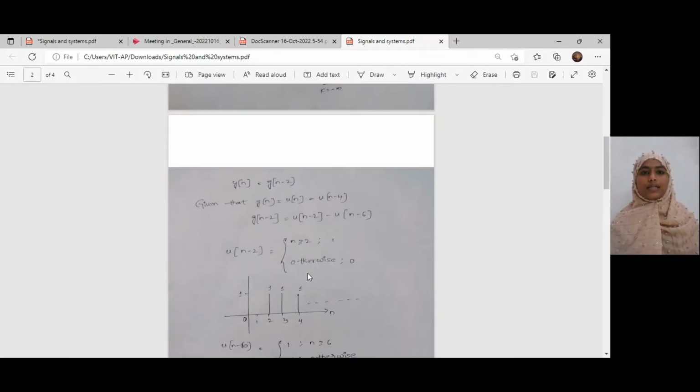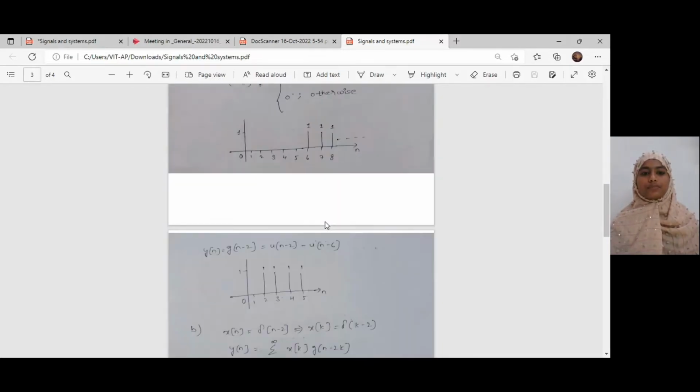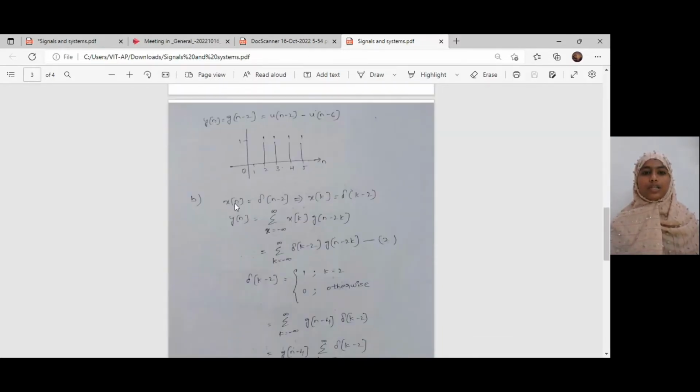For the second subpart, determine y of n when the input x of n is delta n minus 2. Here we are changing the input to x of n equal to delta n minus 2. Again, in place of n, I'm substituting k. Therefore, x of k becomes delta k minus 2. In place of x of k, I'm substituting delta k minus 2.